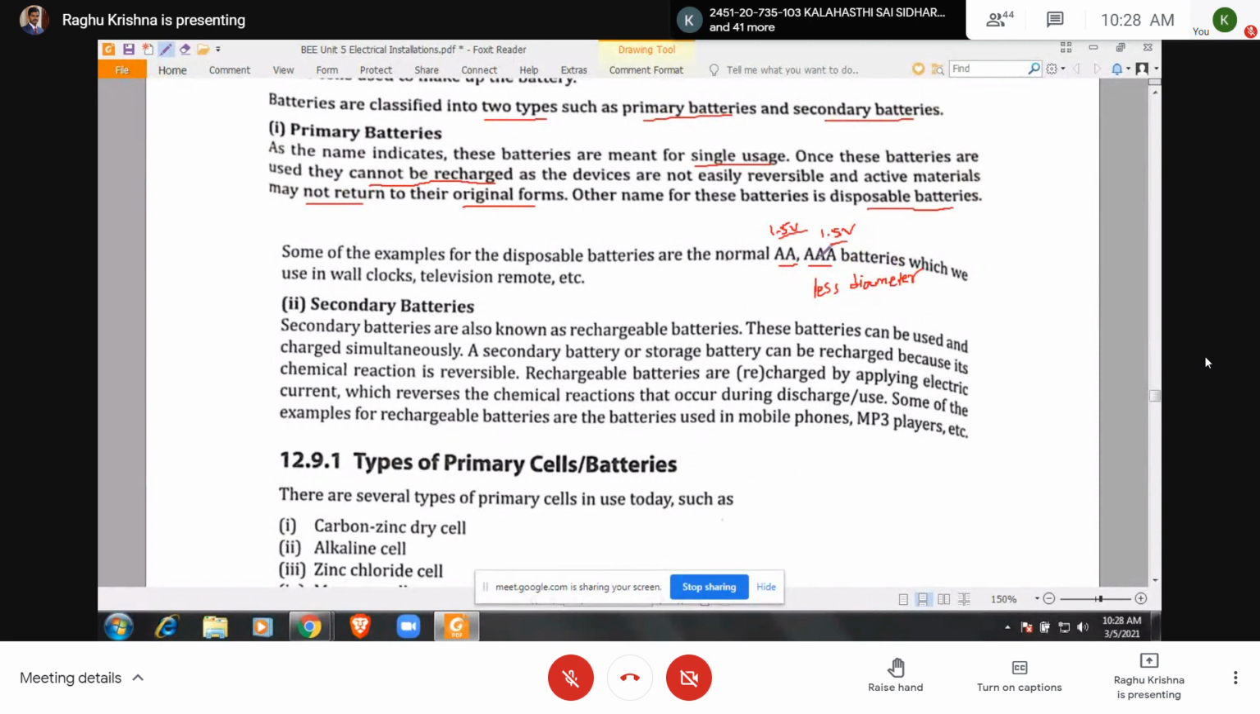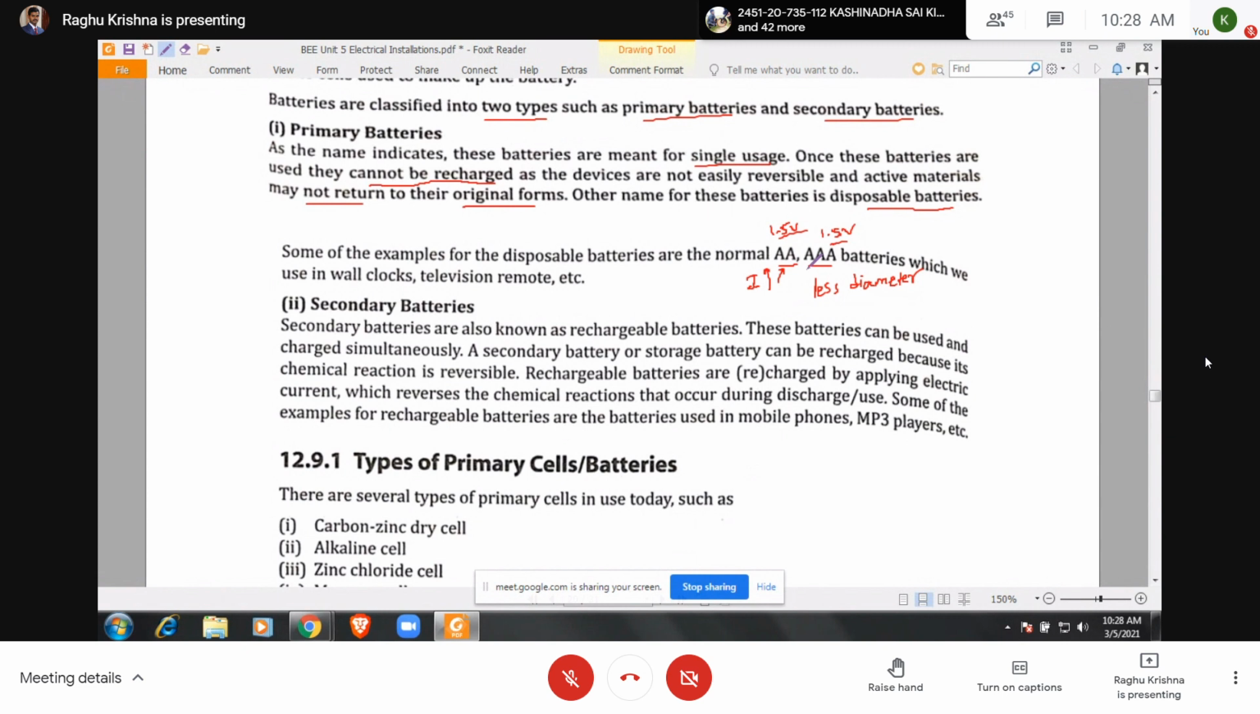So AA batteries will have more diameter than AAA batteries, so the current carrying capacity will be more. I will be more in AA and less in AAA. But here the voltage is same. Is it clear? Voltage is same for AA and AAA, but current carrying will be more in AA than AAA.